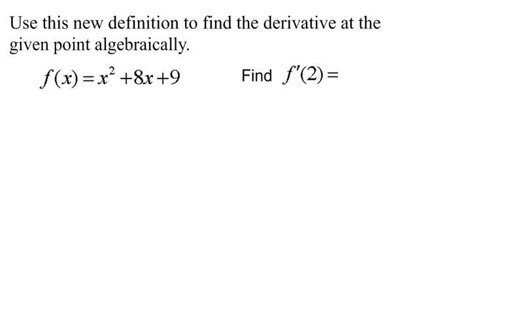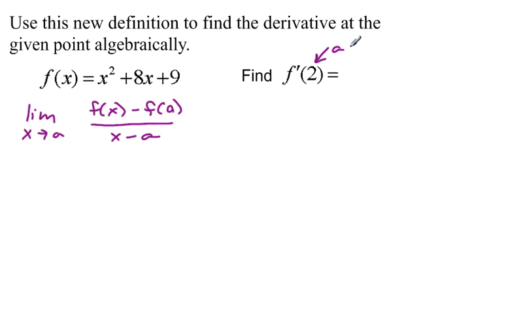All right, so let's use this new formula here. Let me write it here again so we can just see what it is. The limit as x approaches a of f of x minus f of a all over x minus a. Now in this problem, we're given the function, a polynomial, x squared plus 8x plus 9, and we're asked to find f prime at 2.